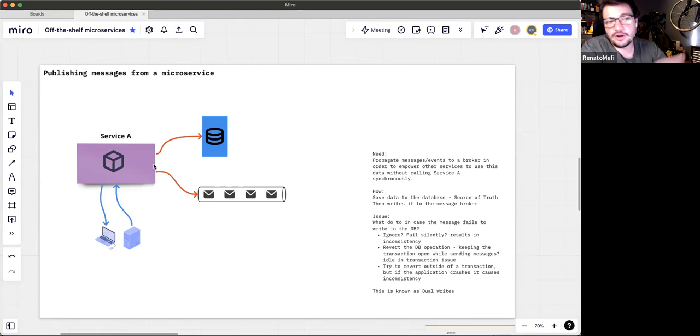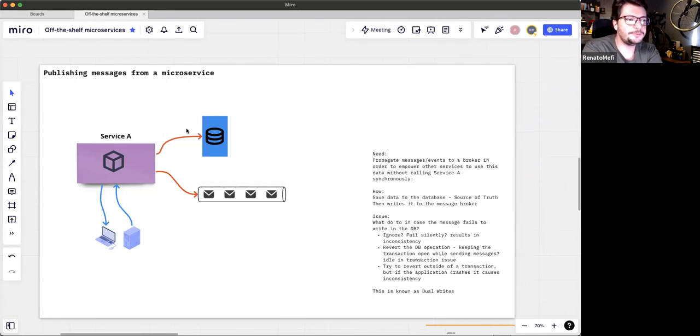However, this is a problem that has a name. It's called the dual writes problem. And why is that? Because if those two things are not in the same transaction, and I write the data to the database and then try to send to my message broker, what if the message broker rejects that message? Am I rolling back the database transaction? A lot of times we don't do that, right? Some people think of that, some people don't.